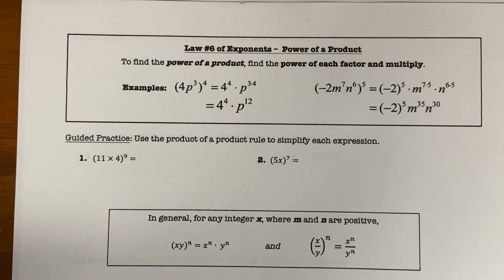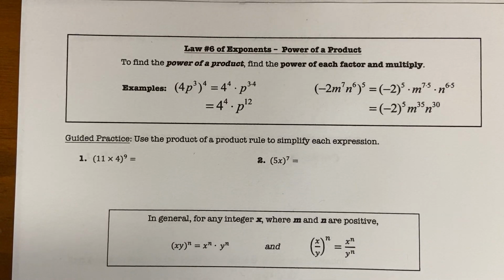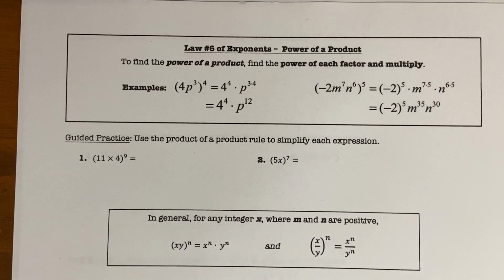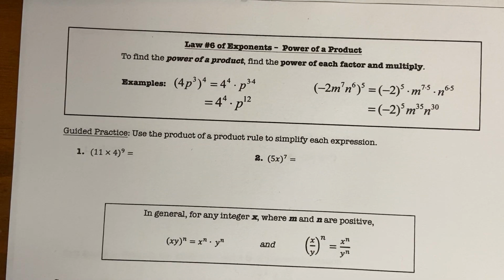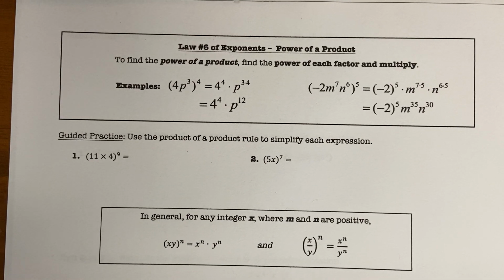So taking what we just did on the last think, pair, share, I want to give you the definition or the explanation behind your last rule. So we just did power of a power. Now this is called power of a product. It's just a little bit different. The main difference is that we're going to have a coefficient in front of our variable. So to find the power of a product, find the power of each factor and multiply.